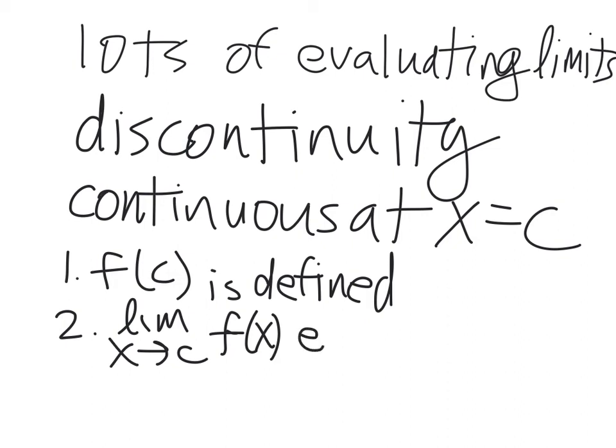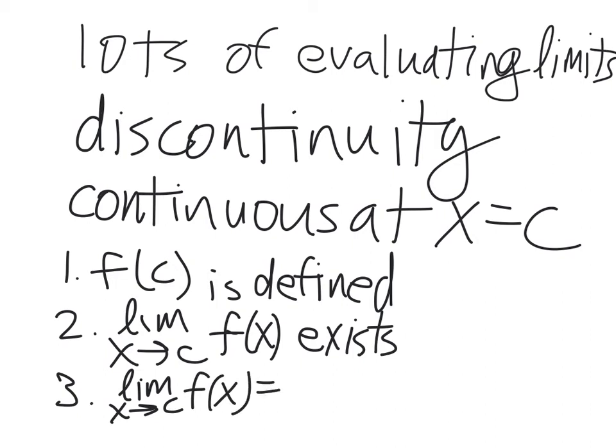The limit must exist. Okay. And then finally, the limit value that we found in 2 must be the same as the function value that we found in 1. So if that's not the case, then we have discontinuity at this value of c. Now, some situations, just throw out a couple of examples of graphs that we'd looked at on the worksheets and see why the function would not be continuous at certain values.